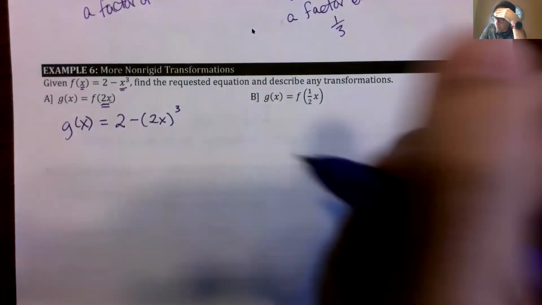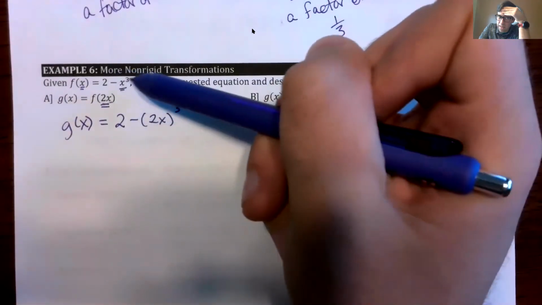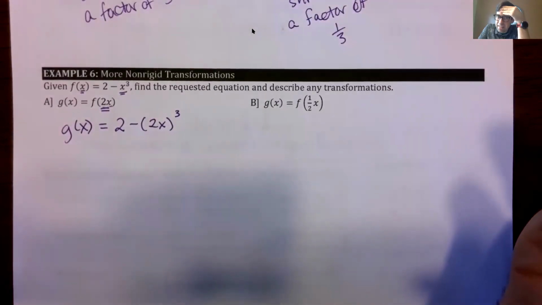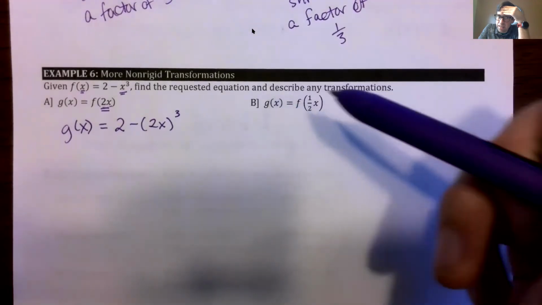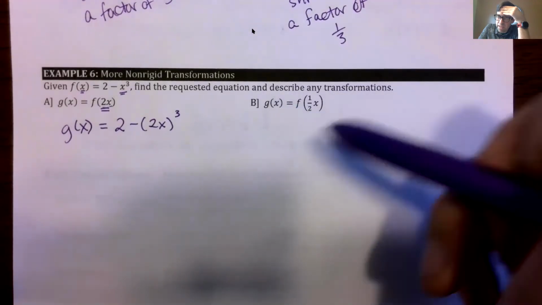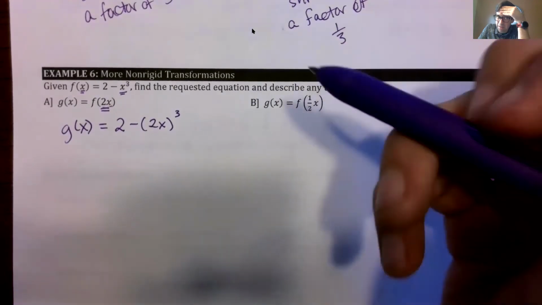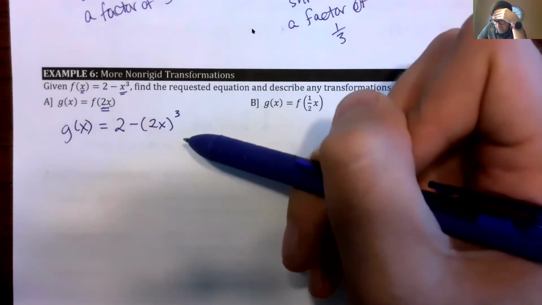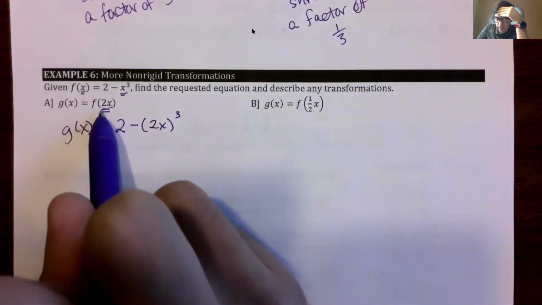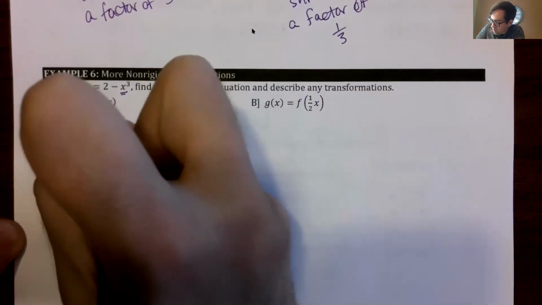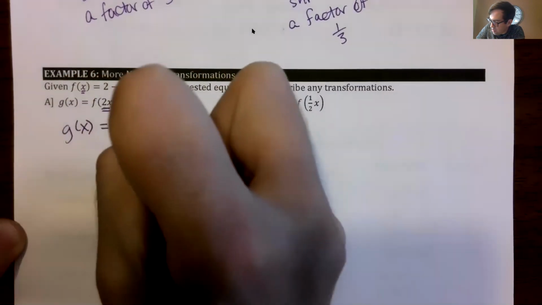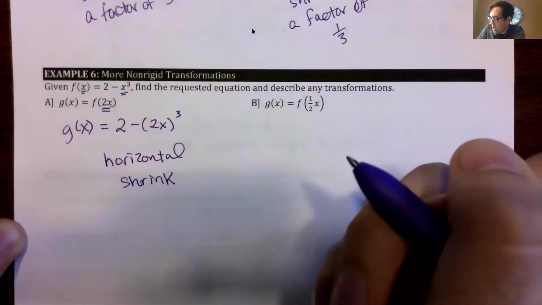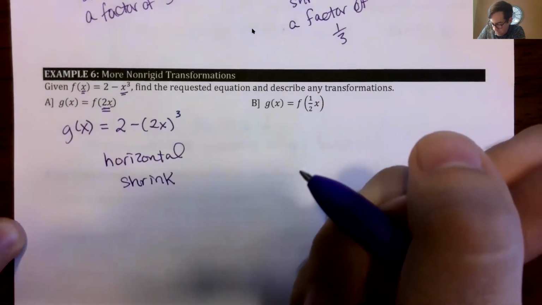And if we compare this with this, which technically here is like our parent, it didn't necessarily say describe the transformations based off of a parent graph. It just means transformations between this and this. So the only thing that changed, this 2 in here, means that this is a horizontal shrink. If you go back and look at our rules, it's by a factor of 2.